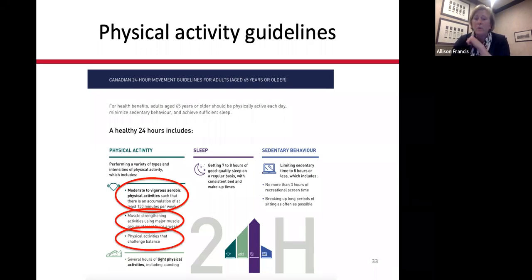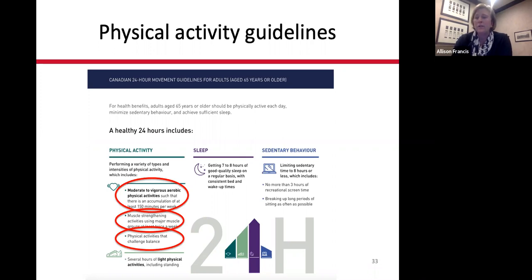And certainly there is a mention here that people over 65 need to continue to challenge their balance. So that could be activities like dance, Tai Chi, yoga, hiking on an unstable surface, being outdoors, those types of things. And they do recommend several hours of light physical activity in a standing position. Meaning that doing more activities upright is better. They do talk about having consistent quality sleep. And certainly that's an addition from the previous guidelines to help with some of the outcomes in terms of sleep.